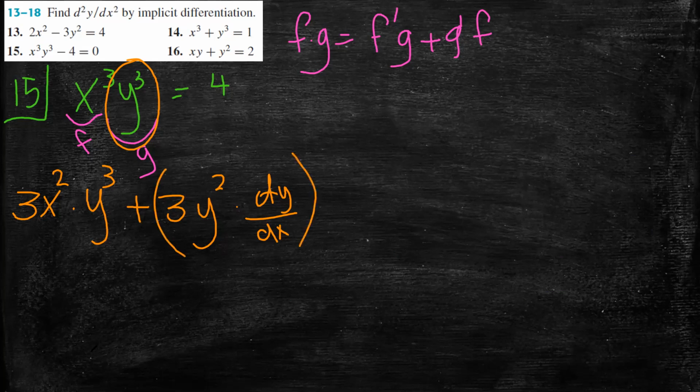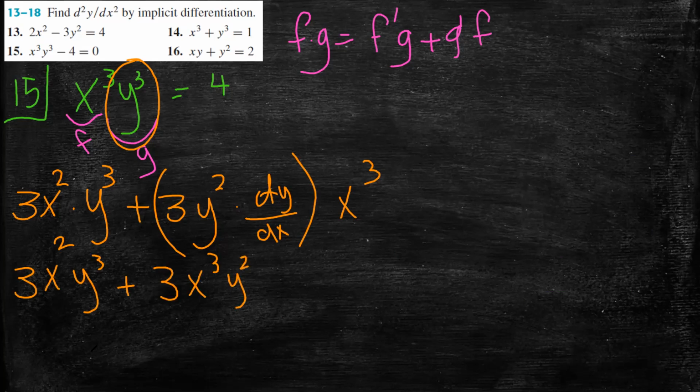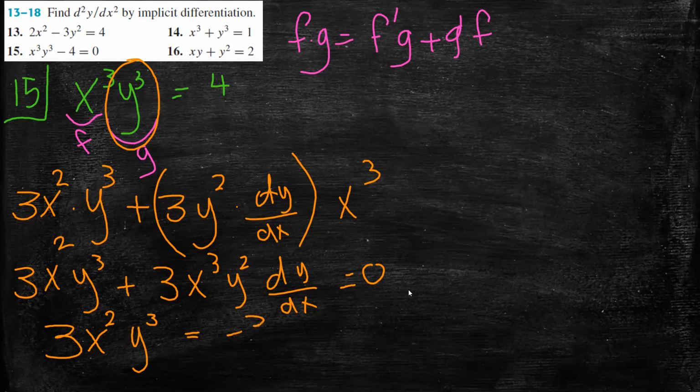So this is x cubic, derivation of g times x cubic, yes. So it's 3x squared y cubic plus 3x cubic y squared times dy over dx equals 0. So 3x squared y cubic is equal to negative 3x cubic y squared times dy over dx.